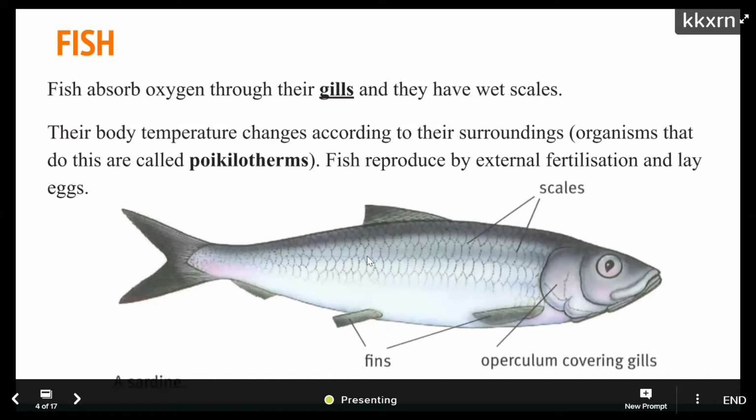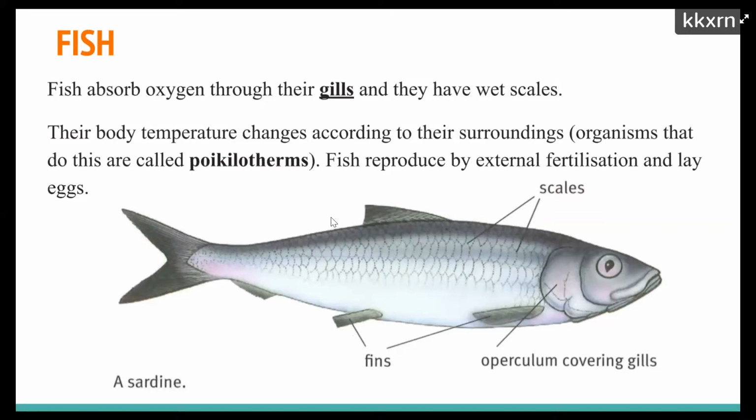And they have fins, which help them to move. They have a tail, okay? But the most important part which differs is that fish change their body temperature according to the environment, okay? So they are cold-blooded. We call them cold-blooded or poikilotherms, which means that according to the environment that they live in, they are able to change their temperature, and they reproduce by laying eggs, okay?